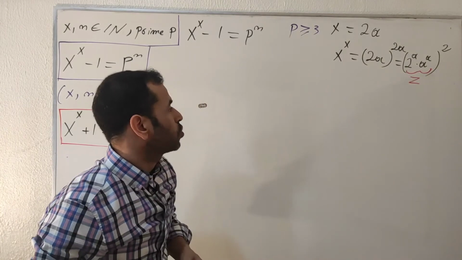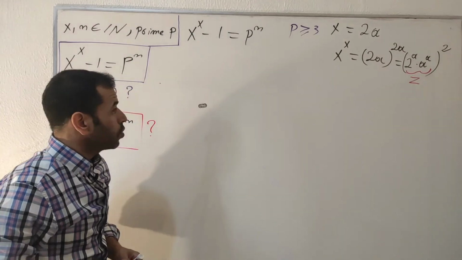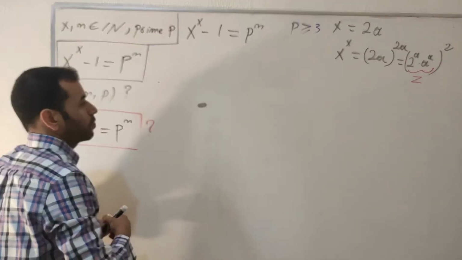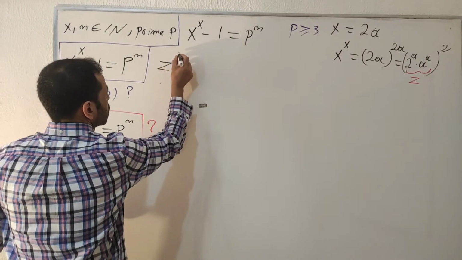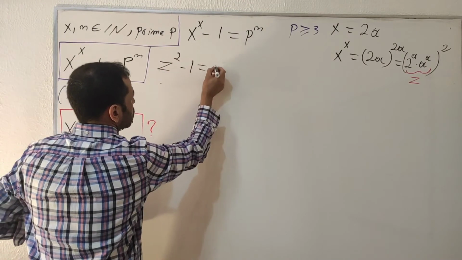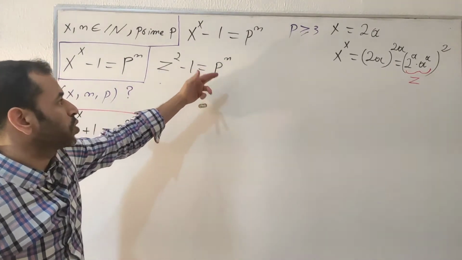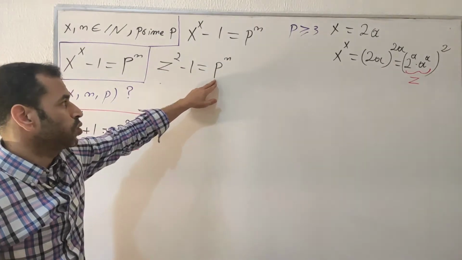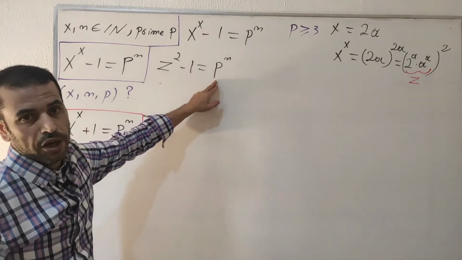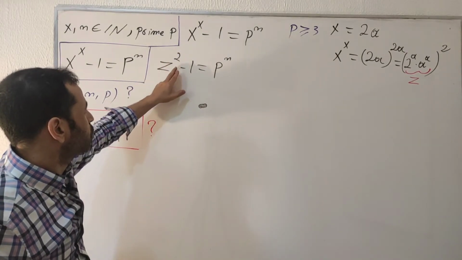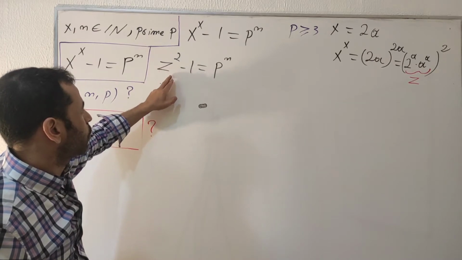By putting the substitution, I'm simply going to take this z and insert it into the above equation. Here z squared minus 1 equals p to the n. Previously we knew the value of p because it was even. Now the problem is we don't know the value of p as an odd prime. But the nice thing here is I have a nice factorization. This one will be written in the form of a product.